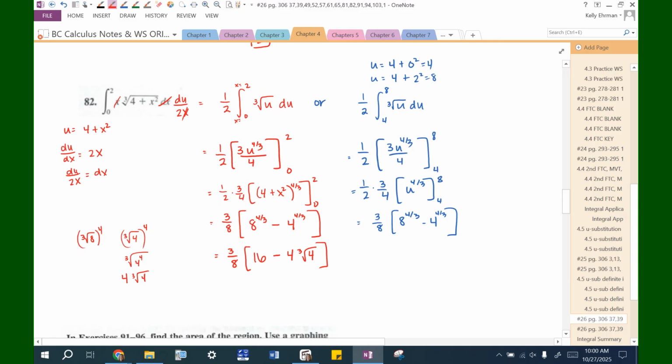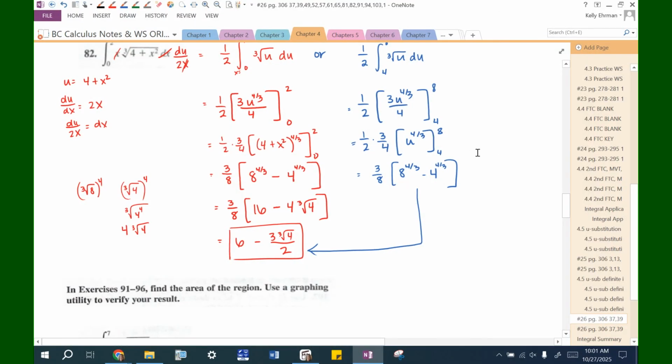If you still don't see this answer, maybe they distributed the 3/8 through. So again, just be able to do that. 16 over 8 is 2, so 3 times 2 is 6. Minus 3 cube root of 4 over 8 reduces to 2. So you're not required to simplify it any further. Your math would be the same here. But you need those skills. You need to be able to do them in case you're searching for the correct multiple choice answer.